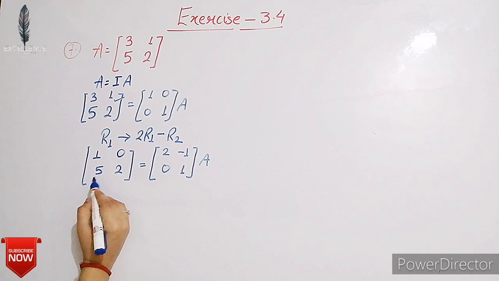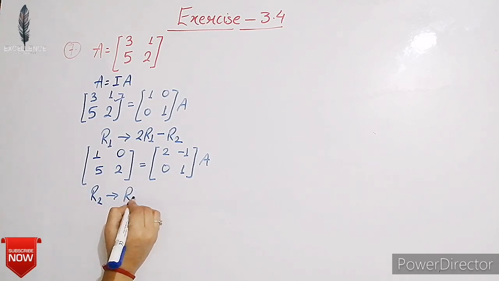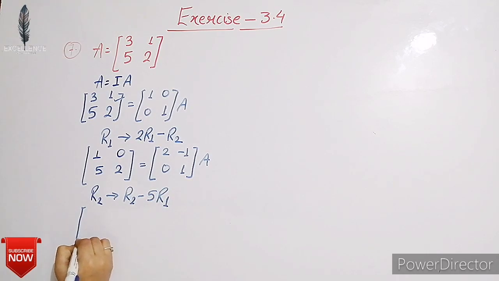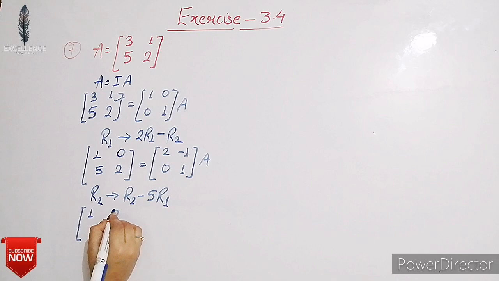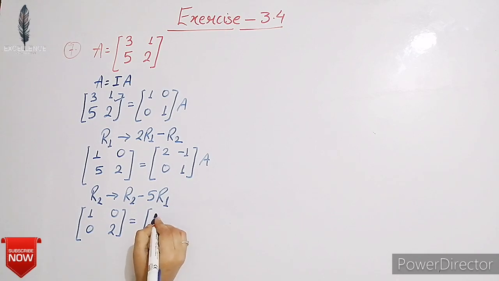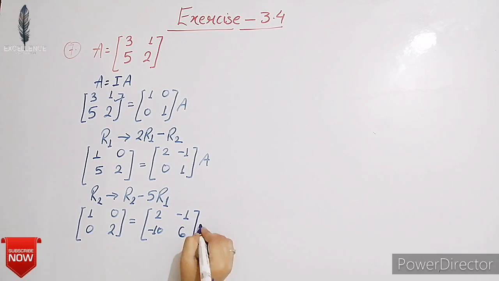Now, change this 5 into 0, then we have to change in R2. R2 is such that R2 minus 5 R1. Then we get first row is same and second becomes 0, 2 is equals to 2 minus 1 and R2 becomes minus 10, 6.